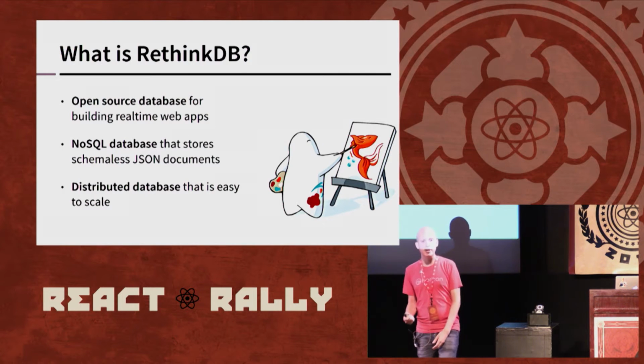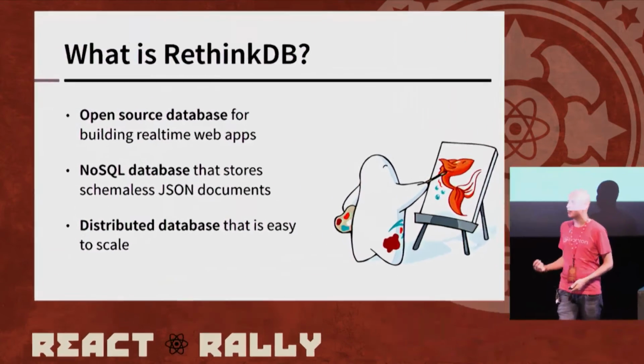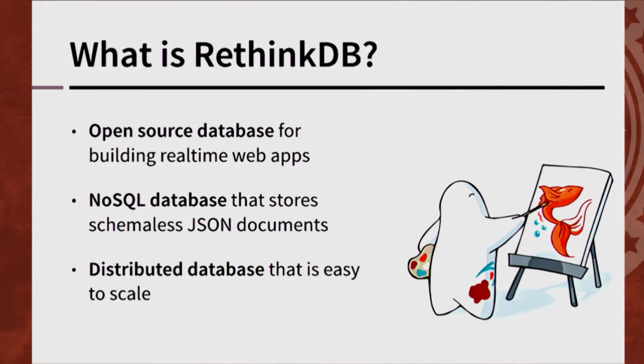That brings us to RethinkDB. RethinkDB is an open source database that makes it really easy to build real-time apps like this, or any other real-time app where you're trying to push changes from one client to another. It's a NoSQL database, so it uses a query language we built called ReQL. It stores JSON documents, similar to MongoDB in that regard. And it's a distributed database that's easy to scale. You can literally throw nodes at it, and it'll scale with your infrastructure.